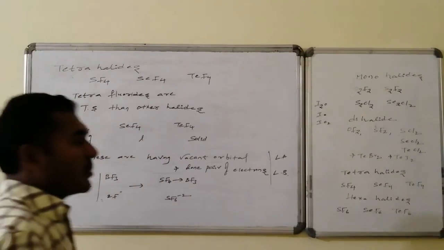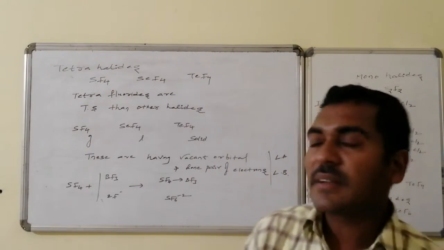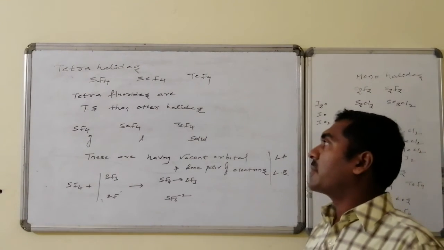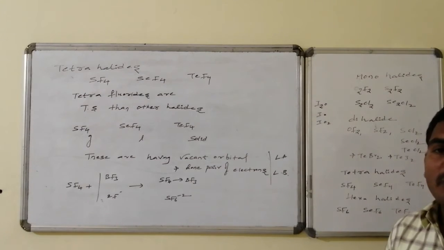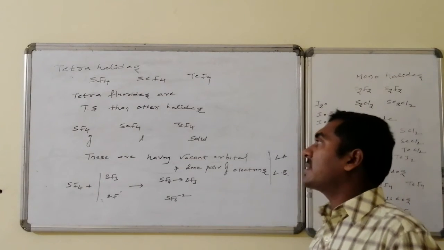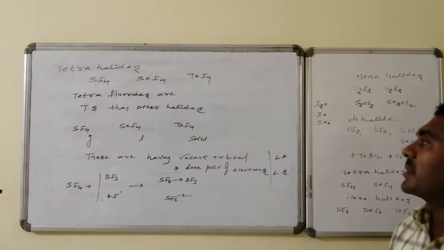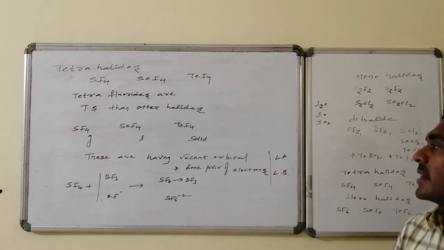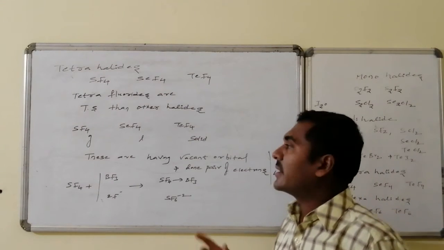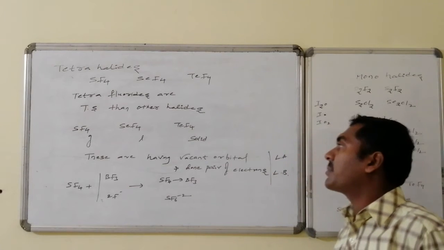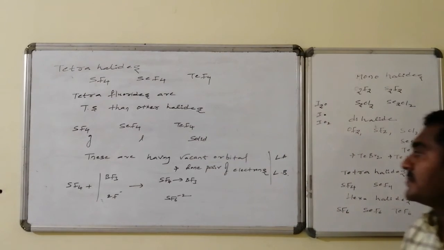Important tetrahalides eligible for discussion are sulfur tetrafluoride, selenium tetrafluoride and tellurium tetrafluoride. The tetrafluorides are more stable than the other tetrahalides like the chlorides and bromides, if any are present. The thermodynamic stability of the tetrafluorides is higher than that of the other halides. Whereas sulfur tetrafluoride is a gas, selenium tetrafluoride is a liquid, and tellurium tetrafluoride is solid in physical state.